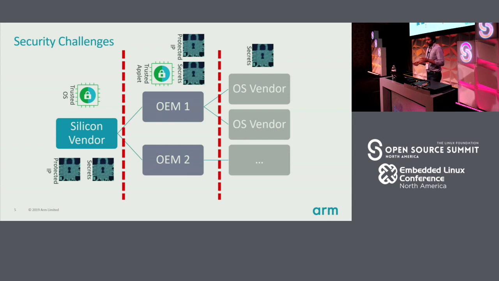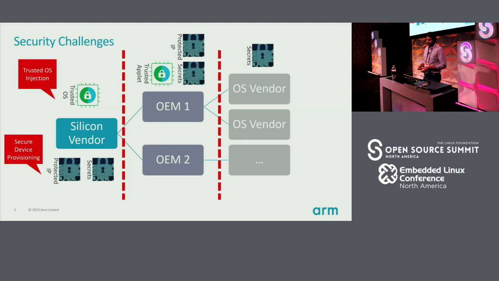Now, when you look at this supply chain model, there are many security challenges here. You need to be able to securely inject the trusted operating system so no malicious code can actually run on the secure side. In the secure domain, you have a lot of secrets: a lot of keys, protected IPs. So you don't want to run any malicious software. The code that you inject there needs to be verified, you need to ensure that it's not coming from some malicious place.